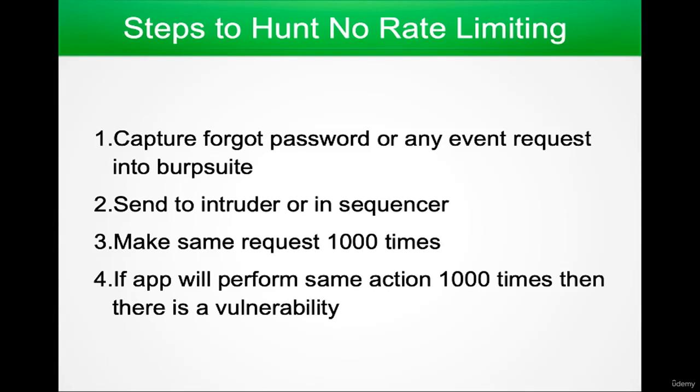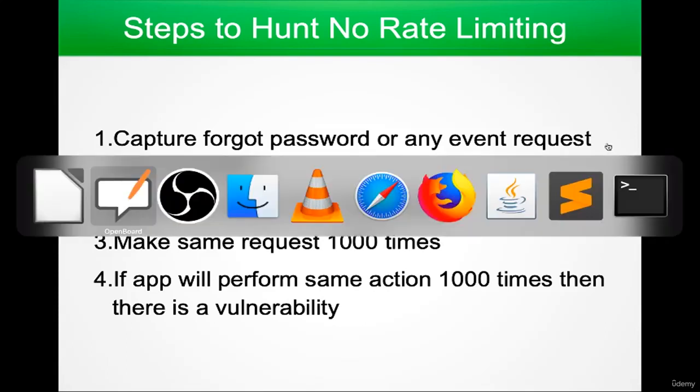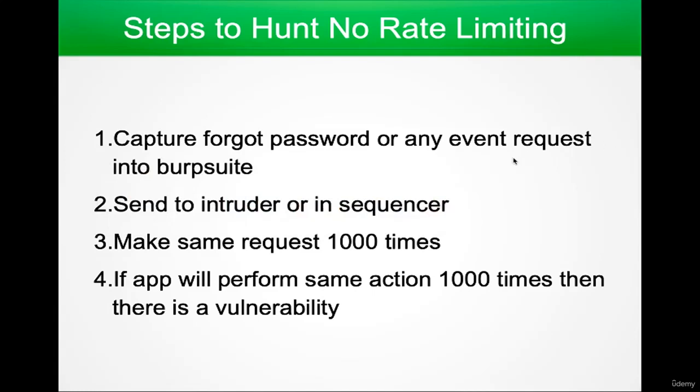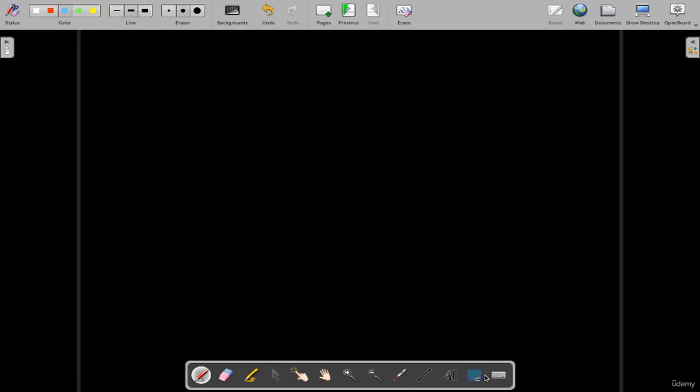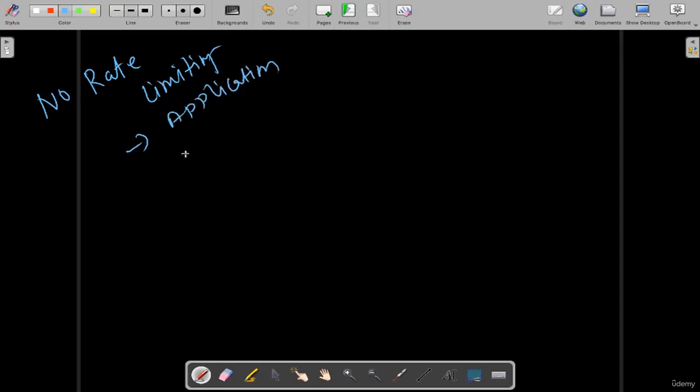Before talking about steps, let me first teach you the background concept about this no rate limiting. So for that, let me go to the open board now. The vulnerability name is no rate limiting. Now assume that there is an application having, let's say, a forgot password, and that forgot password is sending you one OTP on your phone.